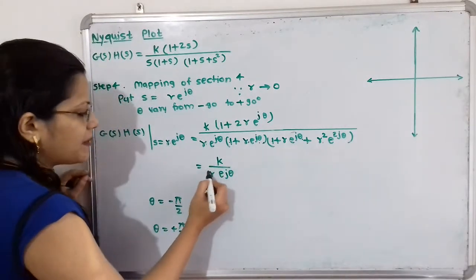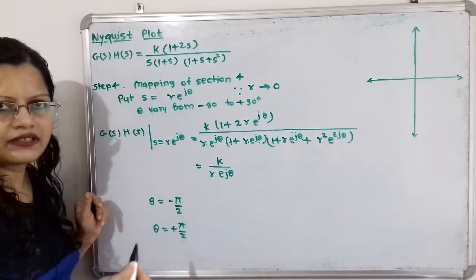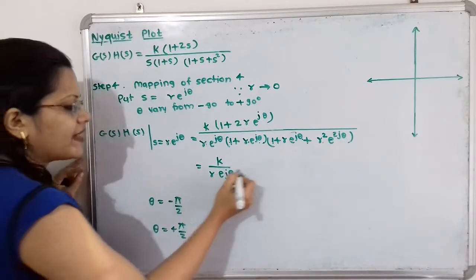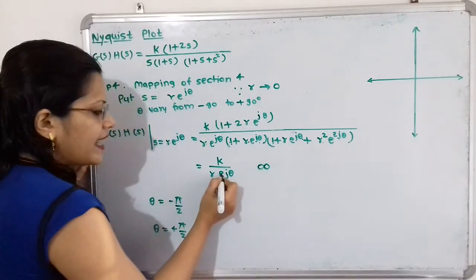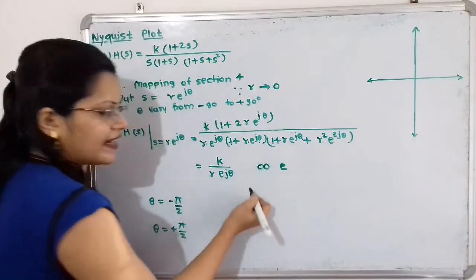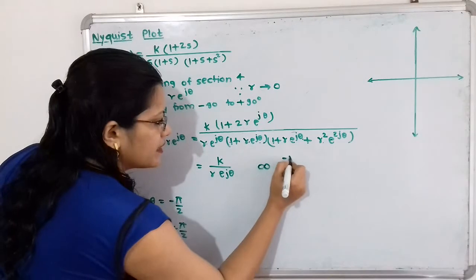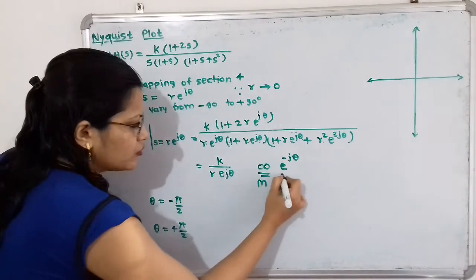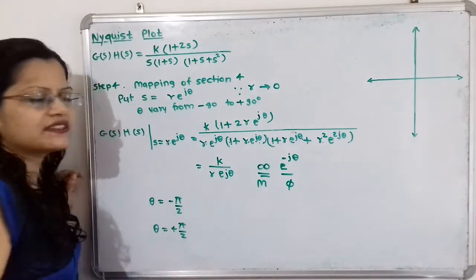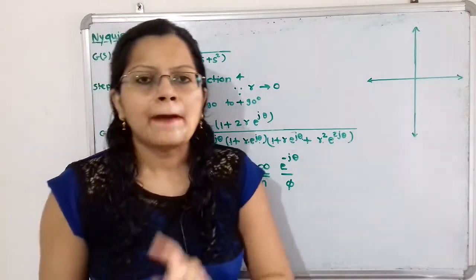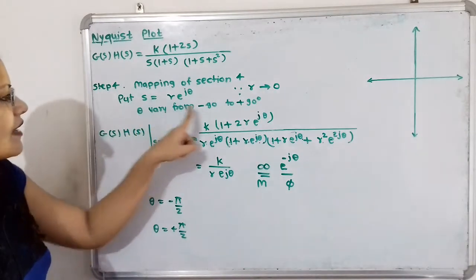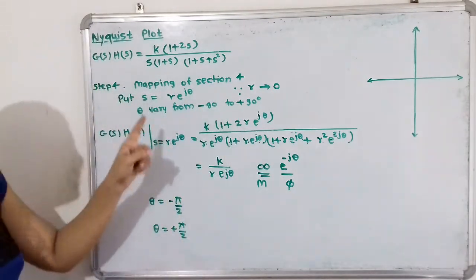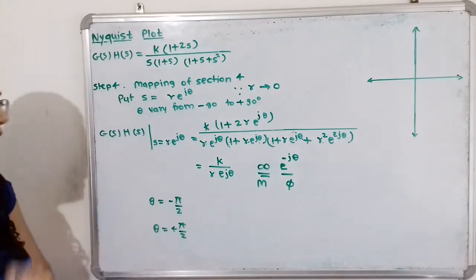So k divided by r e raised to z theta, that is remaining. So if I put r is equal to 0, then k divided by 0, that is infinity, and this e raised to z theta, if I take in the numerator, it will become e raised to minus z theta. So this infinity is nothing but magnitude, and this e raised to minus z theta is nothing but phase angle phi. But here it is given that theta varies from minus 90 to plus 90. So we can say that minus 90 means minus pi by 2 to plus pi by 2.